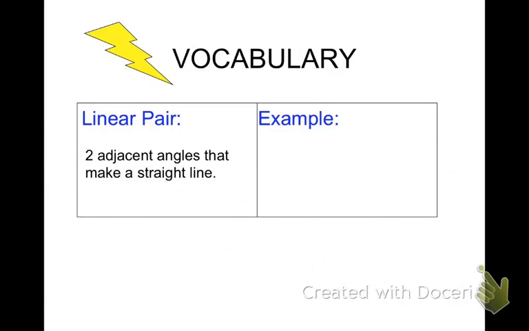Okay, so a linear pair are just two adjacent angles that make a straight line. So pretty much if we think about it, they're two adjacent supplementary angles. It's just we call them a linear pair. Supplementary angles do not necessarily mean they have to be adjacent. So a linear pair is a specific type of supplementary angle. So they're supplementary adjacent angles is what a linear pair is. So here would be an example. So angle 1 and angle 2 would be a linear pair.